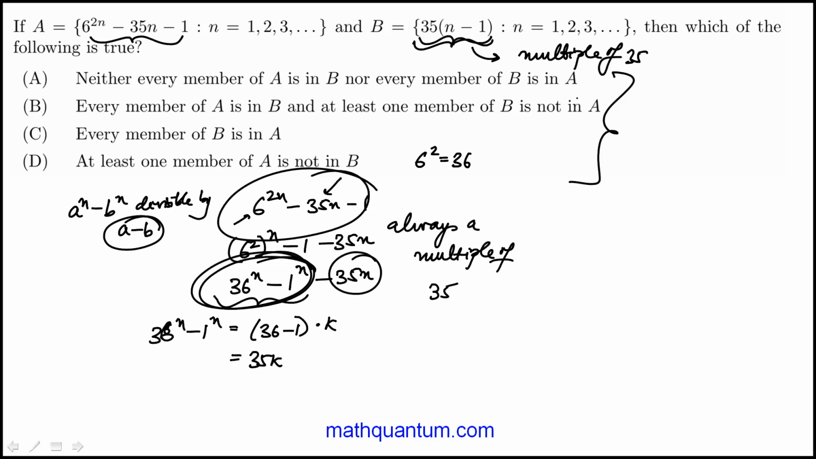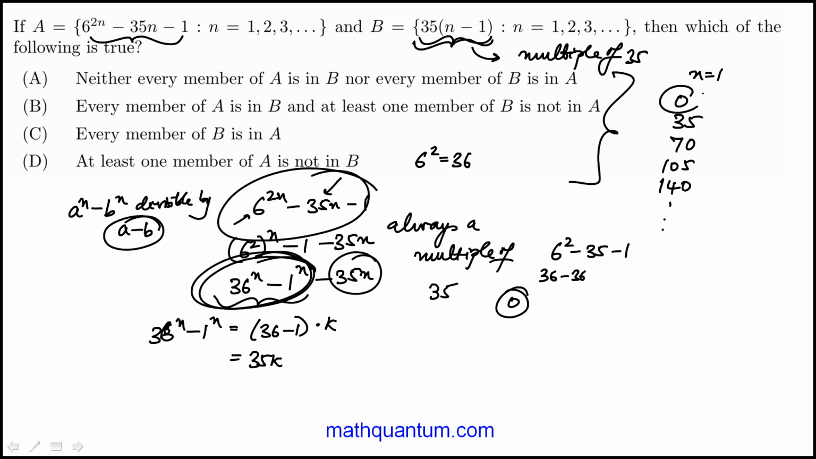So we can generate these numbers to see a pattern. When n is equal to 1, B has 0, then if n is 2, then it would be 35, then 70. So all the multiples of 35, so 105, 140, and so on and so forth. If you look at that for n equal to 1, this is 36 minus 36, so that's 0, which is here. And then if we do n equal to 2, this would be 6 to the 4 minus 35 times 2 minus 1. So 6 squared is 36.